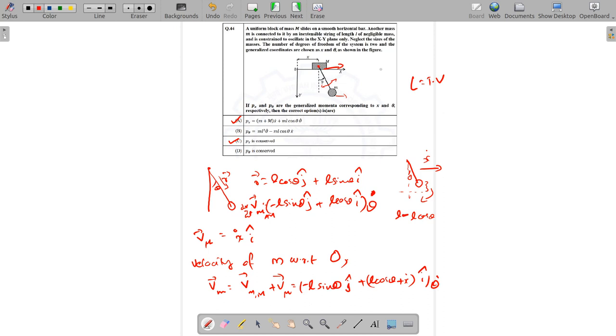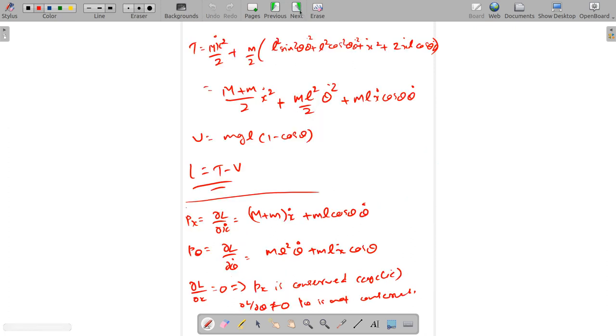Now, what is the velocity of m with respect to the origin? We have to frame everything with respect to this origin, because x is defined with respect to O. So the velocity of m with respect to O is basically the sum of two velocities: the velocity of small m with respect to capital M, plus the velocity of M itself. You just add this one with this one, and you will get this. With those velocities, you have to find the speed, so that you can find the kinetic energy.